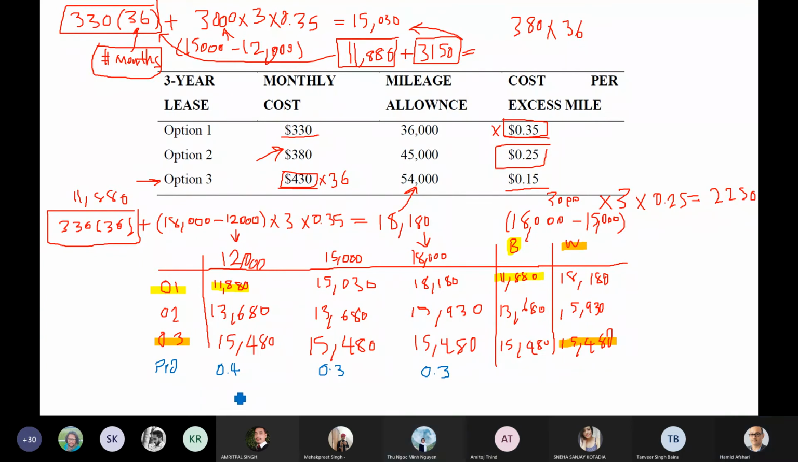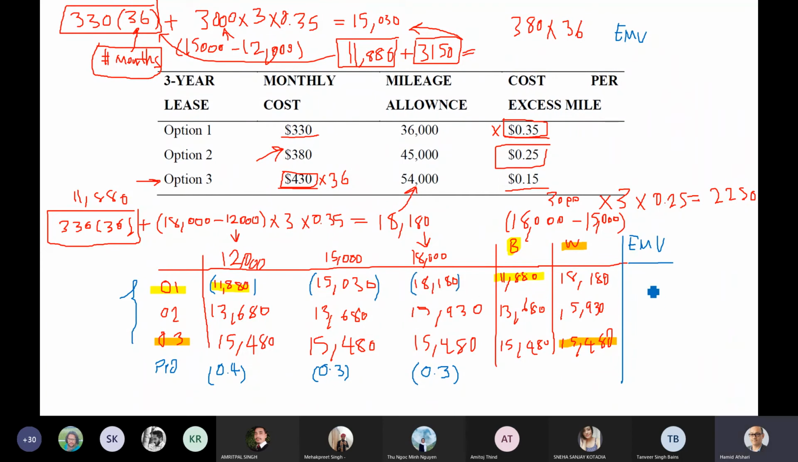Calculate the weighted value. I should calculate the expected monetary value for each of these three states. If I write here expected monetary value for the first option, can somebody calculate how much is 40% multiplied by this number, plus 30% multiplied by this number, plus 0.3 multiplied by this number? How much is the value?